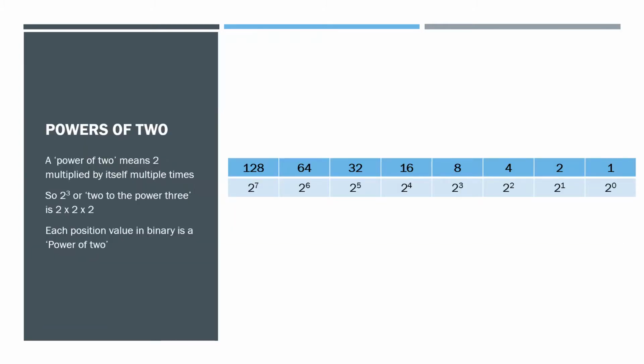The position values of a binary number are powers of 2. What does that mean? Well, a power of 2 means 2 multiplied by itself multiple times. So 2 to the power 3 is 2 times 2 times 2, 2 multiplied by itself 3 times. And it's worth noting that this might surprise non-mathematicians: 2 to the power 0 is 1. In fact, any number to the power 0 is 1.